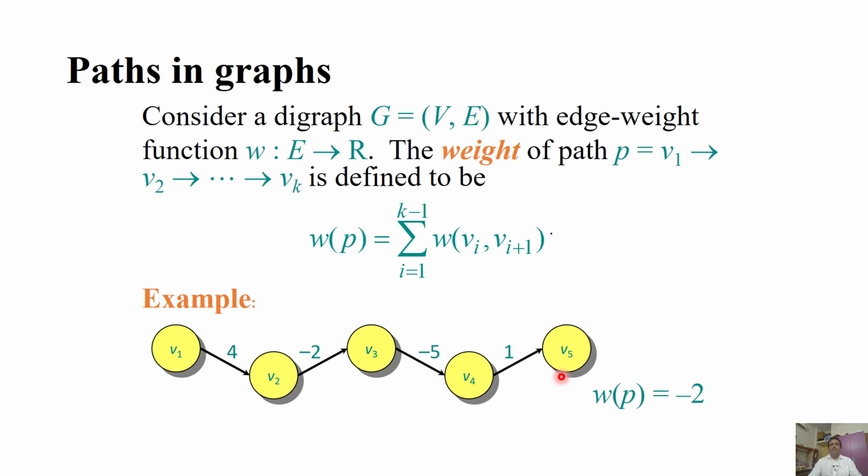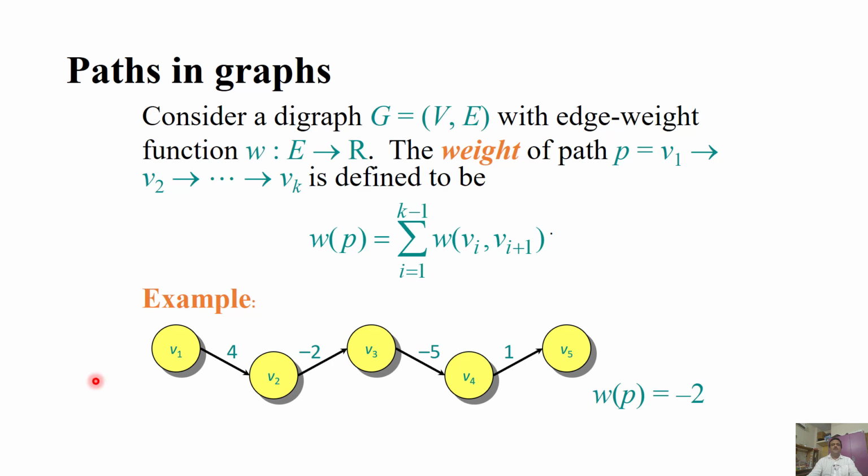Now, what do we mean by the weight of this path? The weight of a path is basically the sum of the weights of all the edges on the path. So, for this general path, the weight is the sum of w(vi, vi+1) for i equal to 1 to k minus 1. If we put i equal to 1, this is the weight of this edge, then the weight of this edge. So, basically it is the sum of the weights of all the edges in the path. That is the weight of the path.